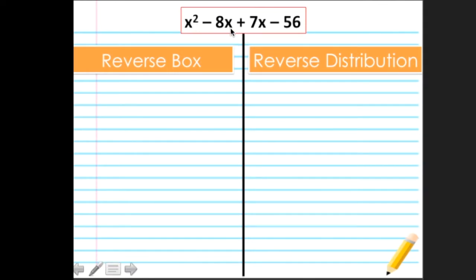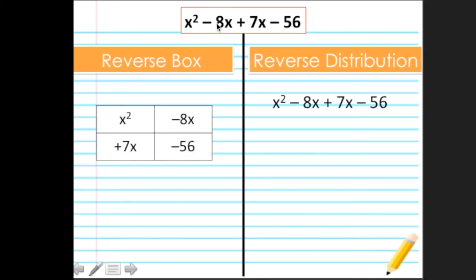x squared minus 8x plus 7x minus 56. Okay, so the very first step in the reverse box method, or the reverse distribution method, is to fill it out, right? So I'm going to plug each of those terms into the box. If you prefer the box method, do that. If you prefer the distribution, you can write it out and then just use a little line, split it down the middle. Same process, right? That's the very first step. Secondly, the second step is to factor out the GCF of each half of the expression.